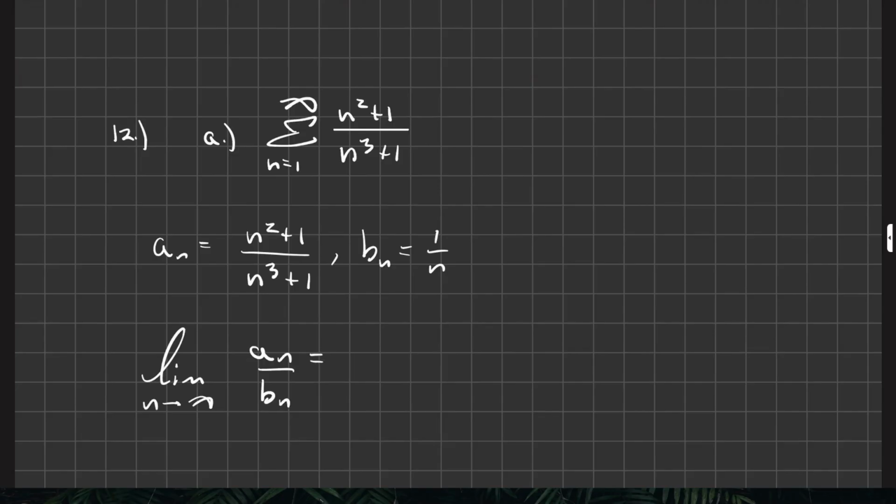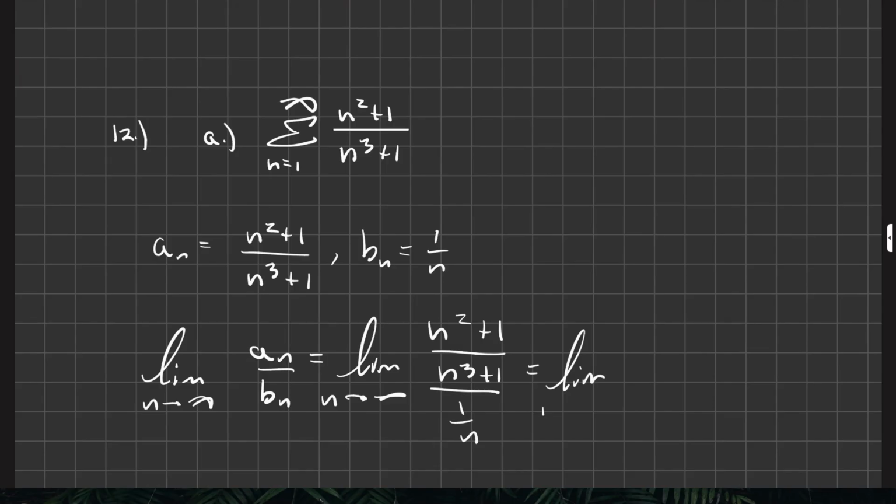So this will give us the limit of n squared plus 1 divided by n cubed plus 1, divided by 1 over n, which is just the limit as n goes to infinity of, take the reciprocal, this will become n times n squared plus 1 over n cubed plus 1.